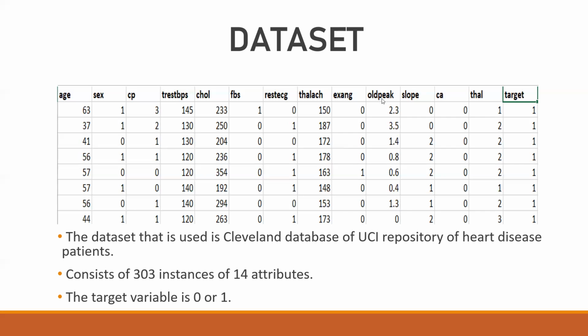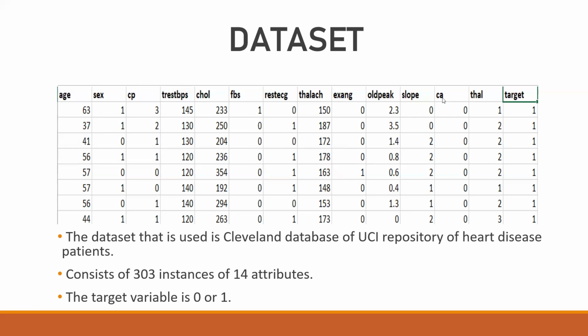Old peak and slope are the 2 different attributes that are related to the ST segment of ECG curve, where old peak gives the depression of the ST segment in the ECG curve, and slope has 3 different values, 0, 1, and 2, where 0 represents the flat curve, and 1 represents upsloping, and 2 represents downsloping. CA gives the maximum number of blood vessels that are colored by fluoroscopy.